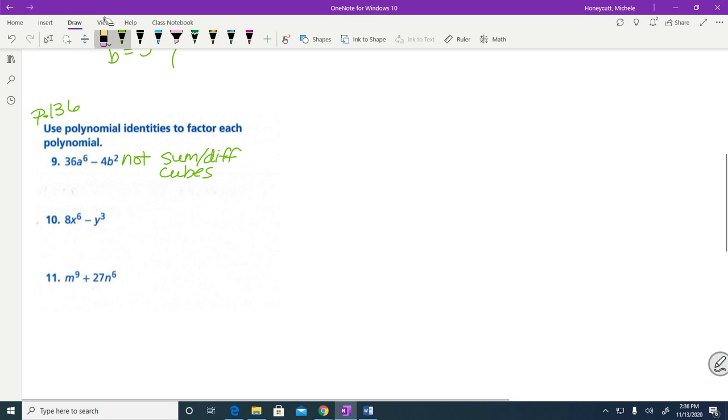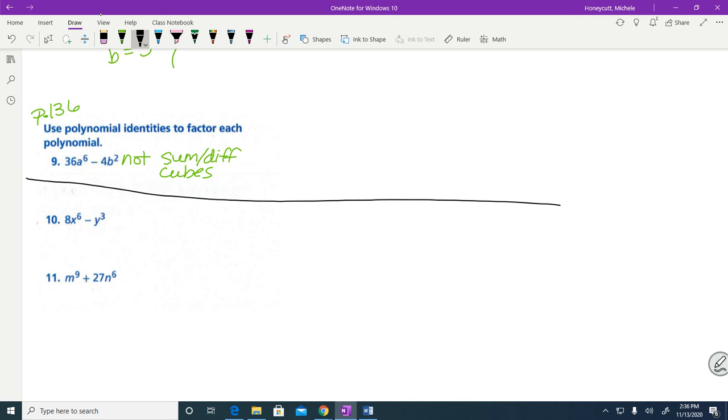It is a difference, so let's just draw a line here. Let's write down my difference of cubes formula. A cubed minus b cubed factors into a minus b times a squared plus a times b plus b squared.